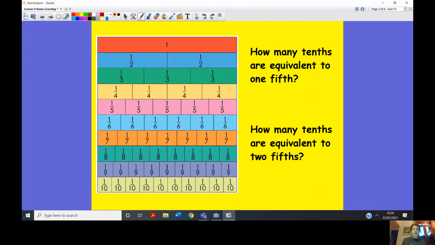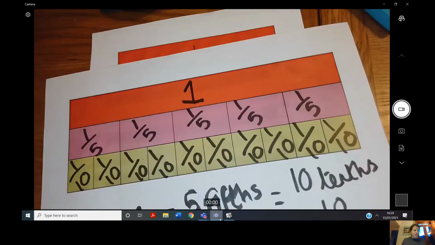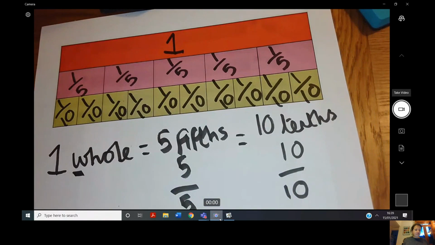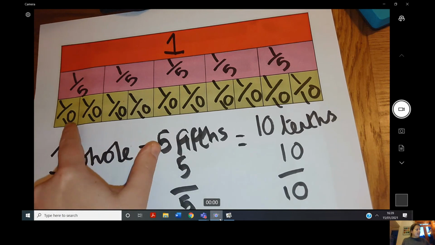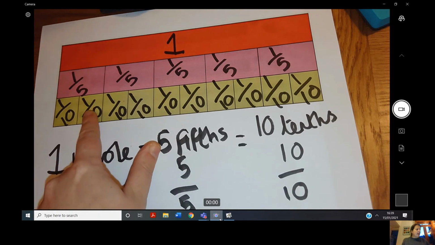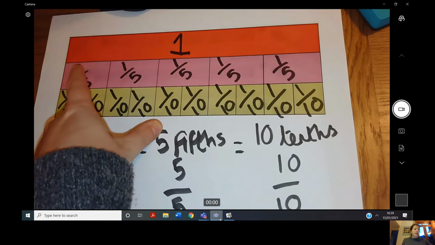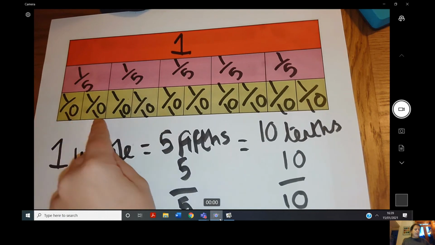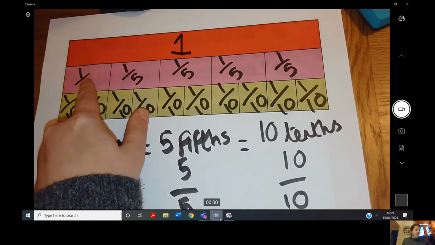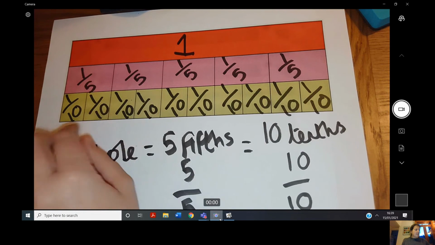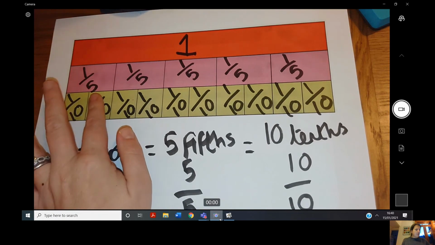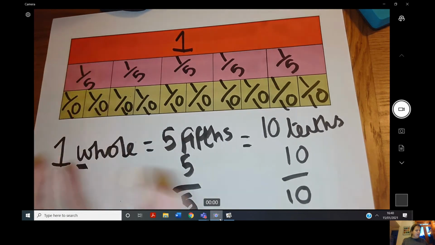Okay, so we've got our fraction wall that can help us, but let's have a look at one of the first walls we looked at. How many tenths is equal to 1/5? That is asking us how many yellow blocks are equal to one pink block. You can see here, 1, 2. They fit together nicely.